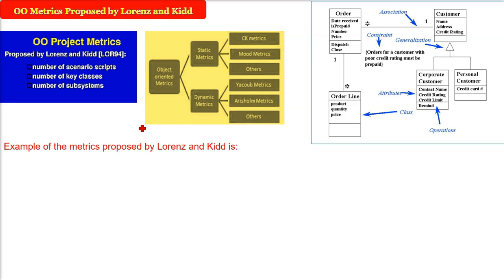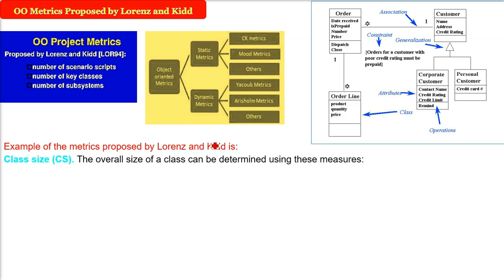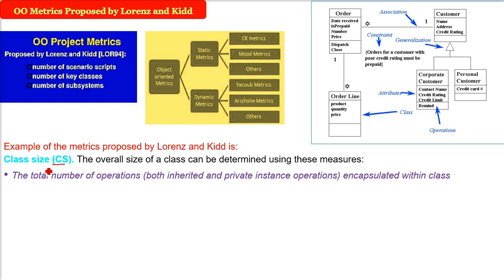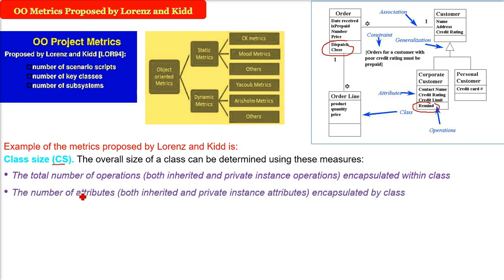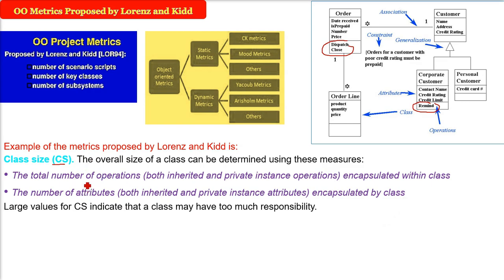So let us take the example of these metrics which are proposed by Lorenz and Kidd. The first one is the class size. Now the overall size of the class, how can we determine it? We have certain measures. Operations: the total number of operations, which can either be inherited or private, encapsulated within a class. That is the functions. Total number of attributes, again both inherited and private, encapsulated by the class. You can say the total number of operations and the total number of attributes in the class. So this is the class size.